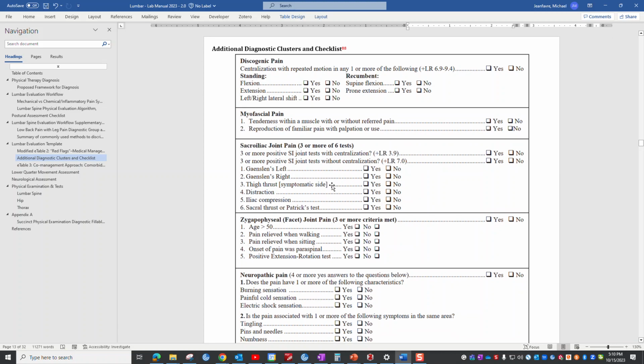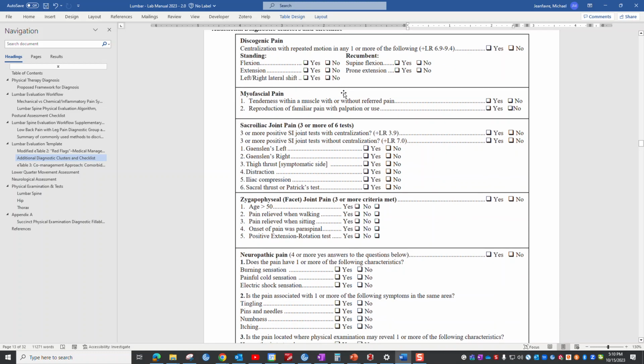Okay, these next two pages are simply additional diagnostic clusters that exist. And this comes from the Vining article, and it's also part of the appendix. But if you're trying to better discern what the pathoanatomical diagnosis is, then this can be pretty helpful, especially because as healthcare providers in general, we're pretty poor at identifying the pain generator within the low back. Hence the title, non-specific low back pain, which is, in my opinion, unacceptable.